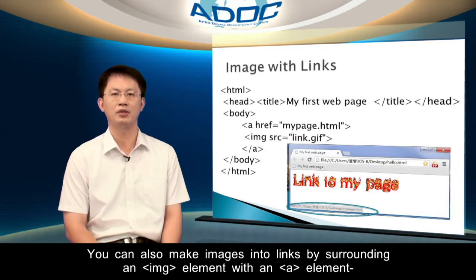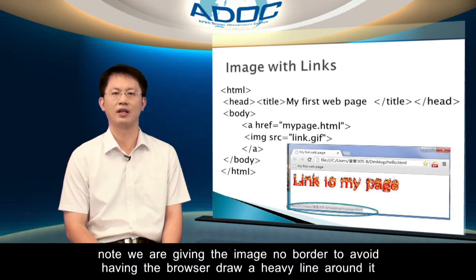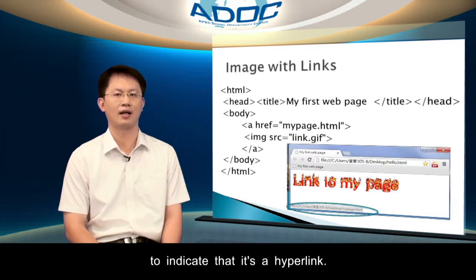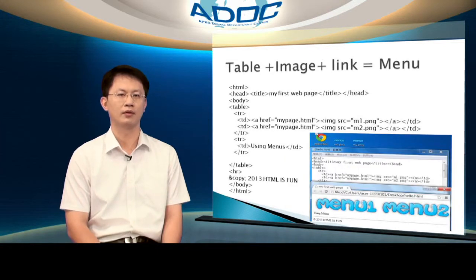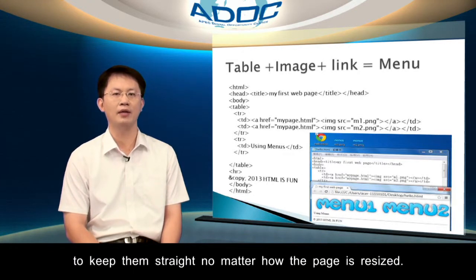You can also make images into links by surrounding an image element with an A element. Note we are giving the image no border to avoid having the browser draw a heavy line around it to indicate that it's a hyperlink. Navigation bars are usually made up of a number of link-enabled images arranged in an HTML table to keep them straight no matter how the page is resized.